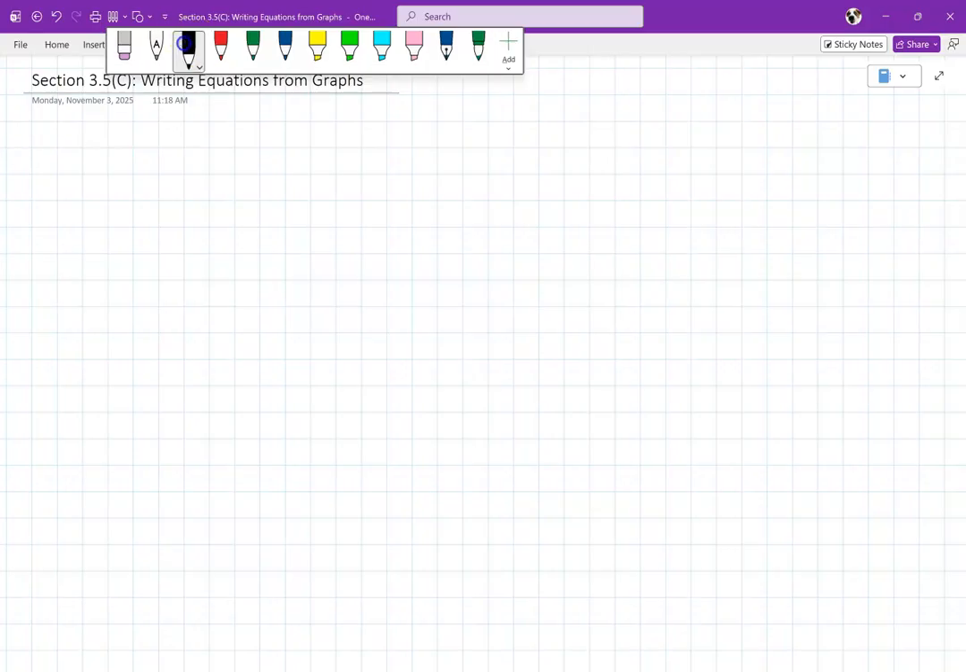So I'm going to show you guys two examples, and then I'm going to give you guys the homework. Well, you already have the homework. It's only two problems. It's the last two from the worksheet.